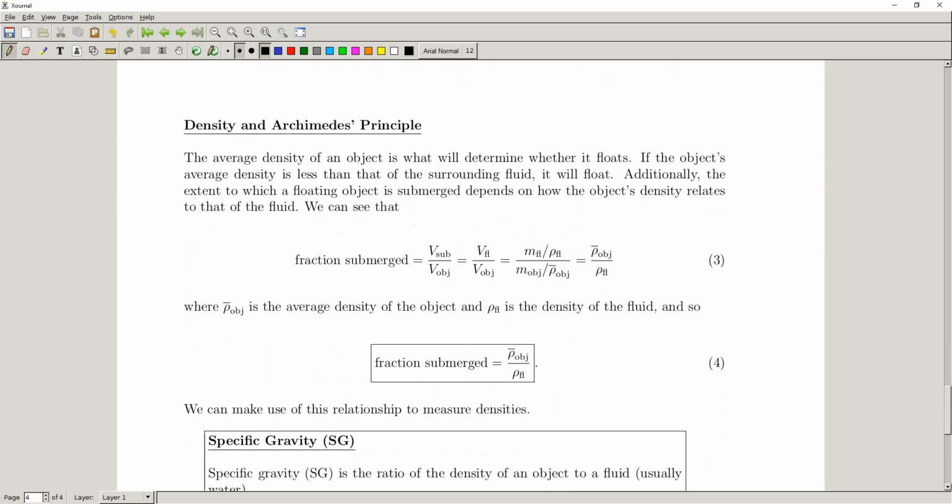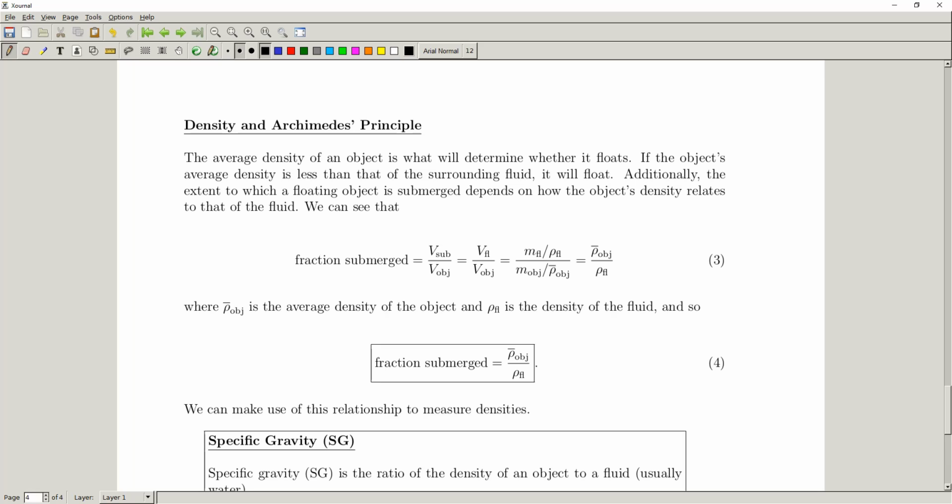Okay, so let's start off here. We have density in Archimedes' principle. The average density of an object is what determines whether it's going to float or not, right? So if the average density of the object is less than that of the surrounding fluid, it's going to float on top of the fluid, like we saw with the steel that we worked with before. When we crumple this thing down, all of its mass is in a small volume, so its density is high, and it sinks.